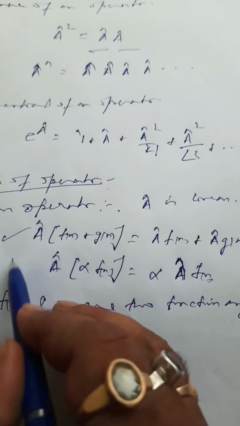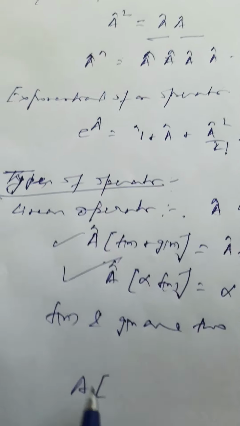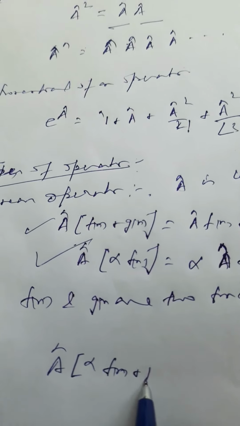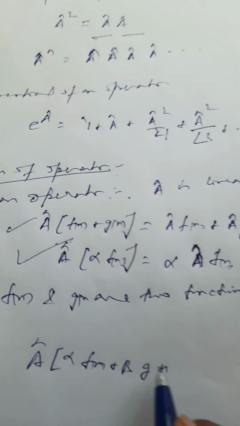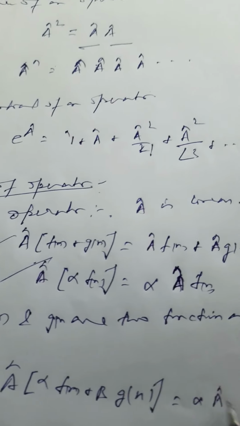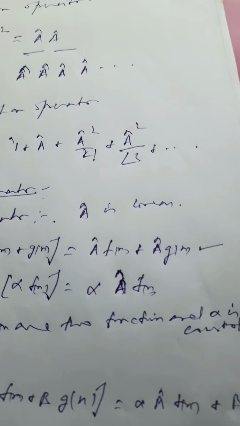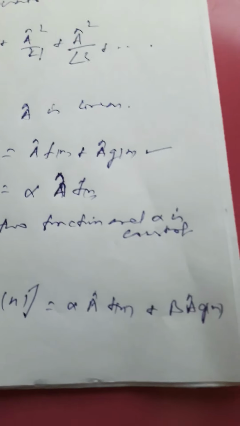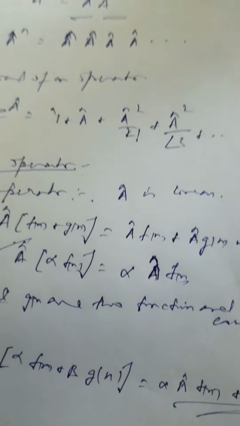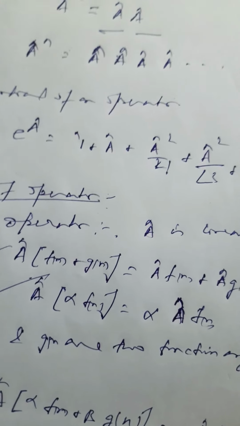Now these two can be combined in a single relation, and that can be written as operator A on alpha f(x) plus beta g(x) is equal to alpha operator A on f(x) plus beta operator A on g(x). So it can be written in a single equation like this.